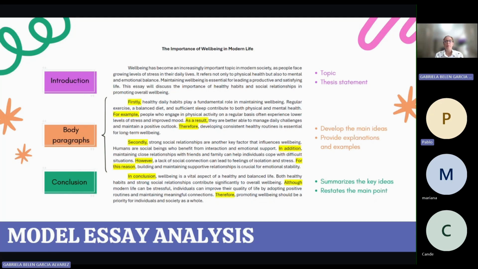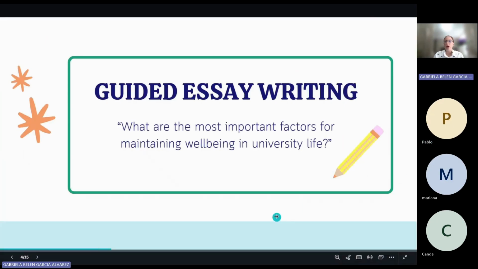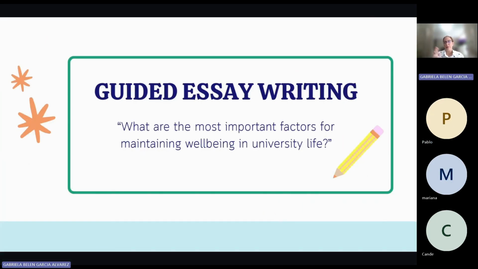Okay. So imagine that I'm giving you this task. You have to write for your classmates and your professor the following essay: What are the most important factors for maintaining well-being in university life?